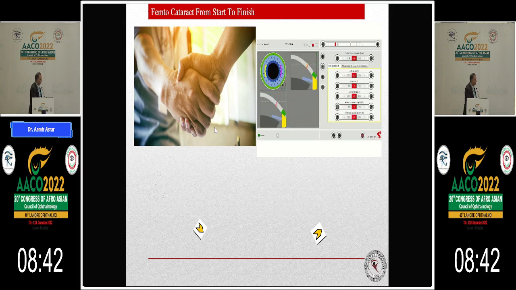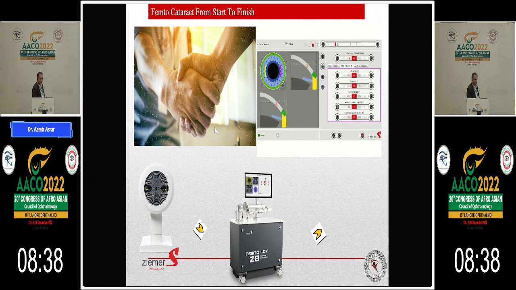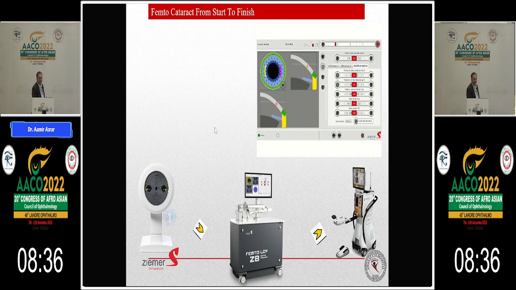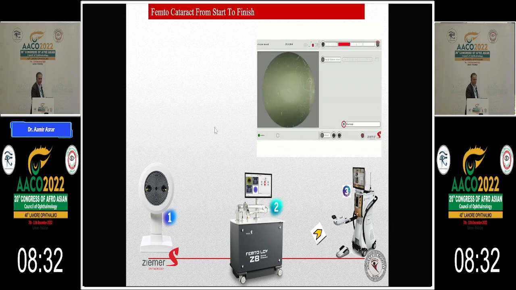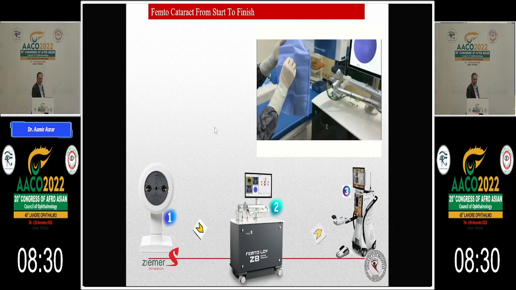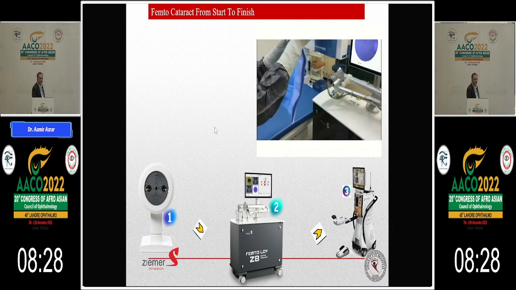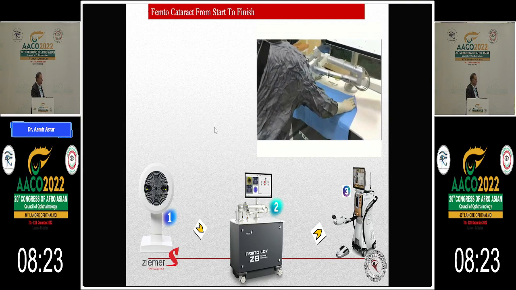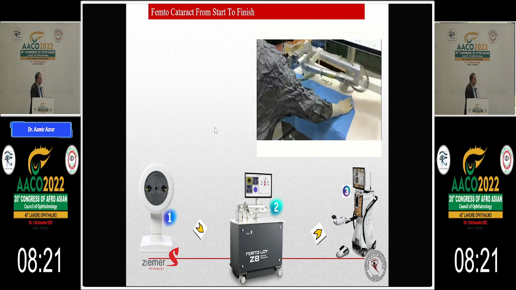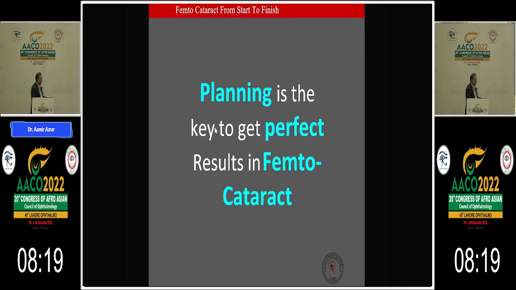But there are certain indications which favor going in for a femtocataract, such as astigmatism, so that we can do arcuate relaxing incisions. That would certainly make life easier. This is what I've found. In certain cases where our zonules are weaker, I prefer going in for a femtocataract. One thing I've noticed is that a femtocataract is more time consuming as compared to a normal phaco.